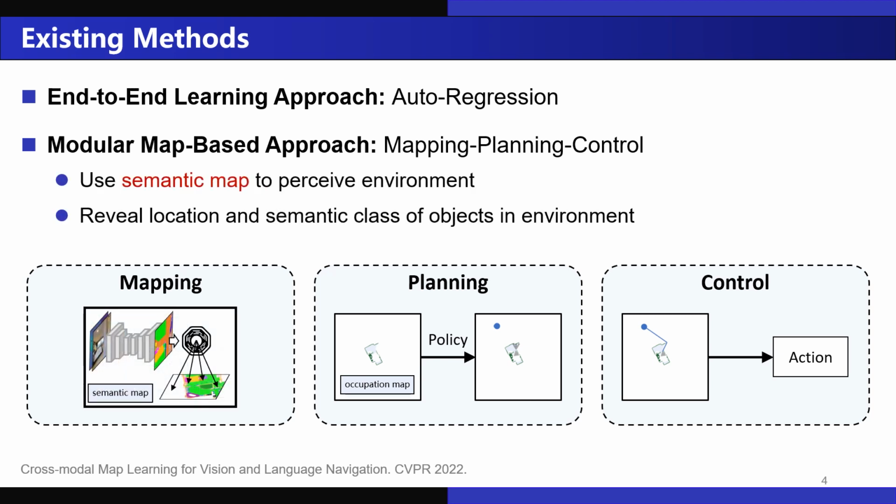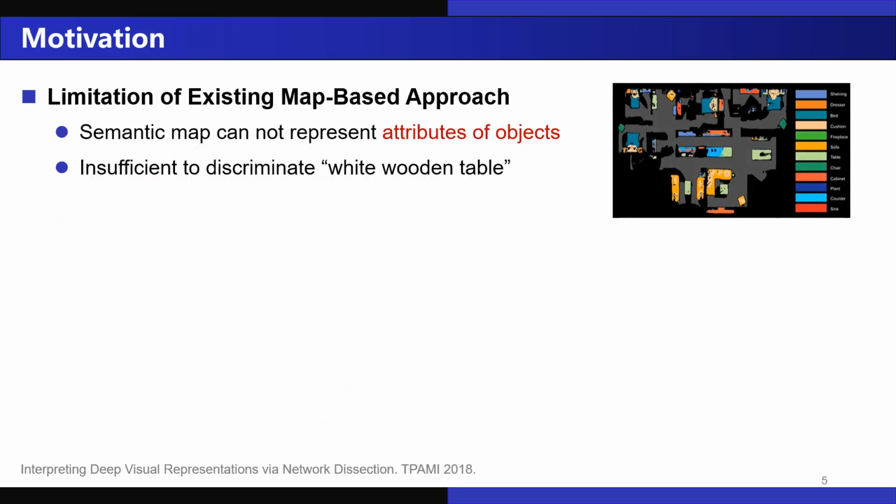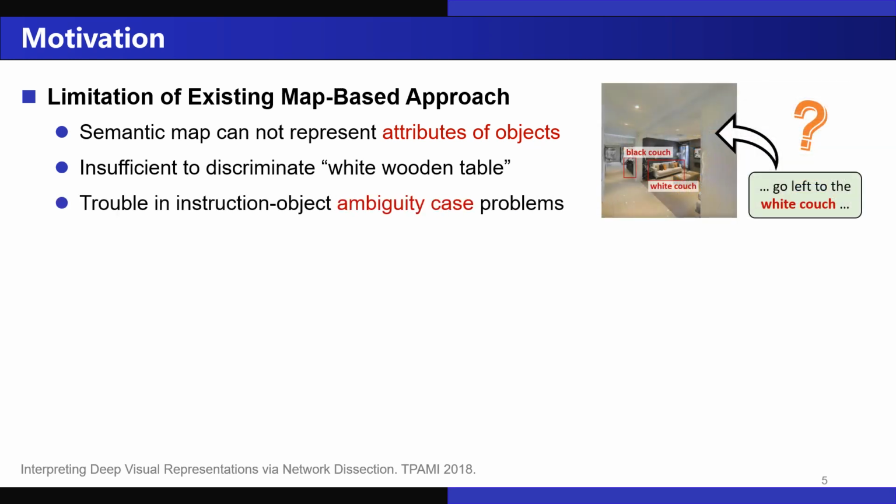Recently, existing methods consider building a semantic map, which is built by projecting RGB segmentation results to a top-down map. It reveals the location and semantics of environment objects. However, this kind of map cannot represent the attributes of objects, for example color, texture, and material. As a result, it provides insufficient information to discriminate a white wooden table from different instances. And we find that such ambiguity cases appear frequently in an indoor environment.